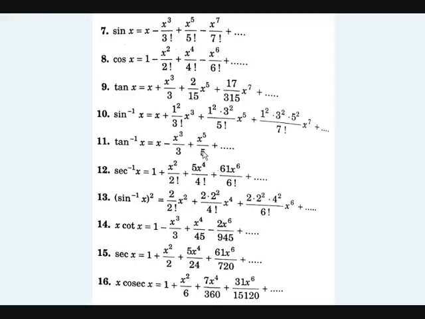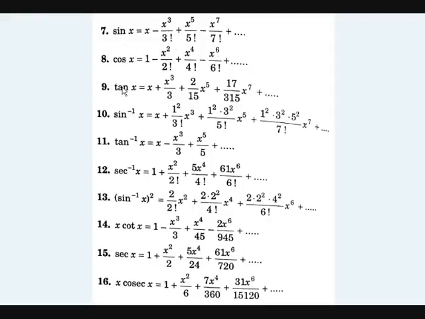The next expansion is sin x. The expansion of sin x is x minus x cube by 3 factorial plus x power 5 by 5 factorial minus x power 7 by 7 factorial and so on. Now cos x can be expanded as 1 minus x squared by 2 factorial plus x power 4 by 4 factorial minus x power 6 by 6 factorial and so on.